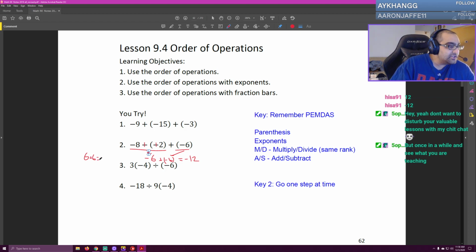So we have 6 plus 6 here. That's 12, and then just tack on the negative at the end. Just as a friendly reminder to Hisa, that's how we get -12. All right, good. Not too hard.